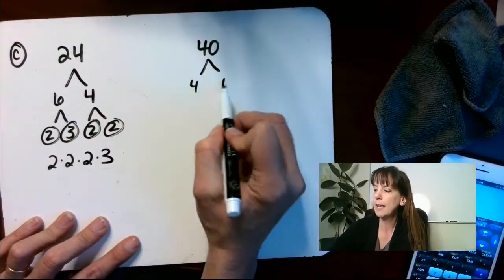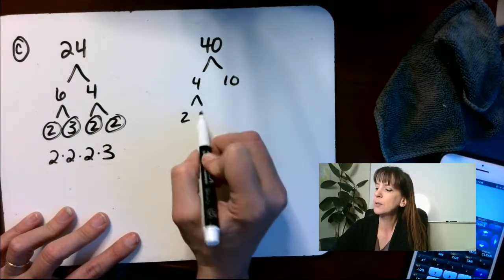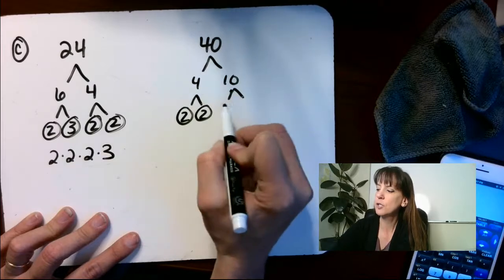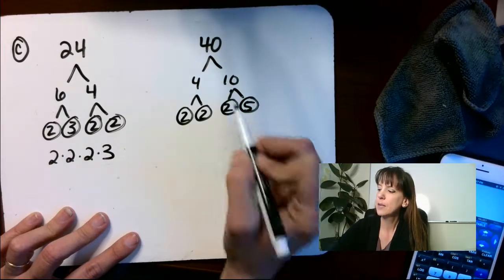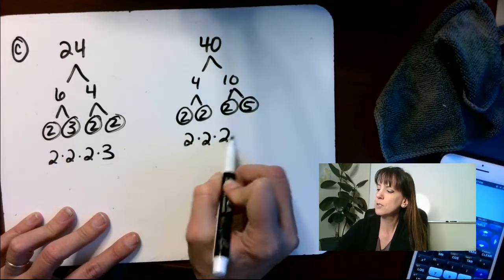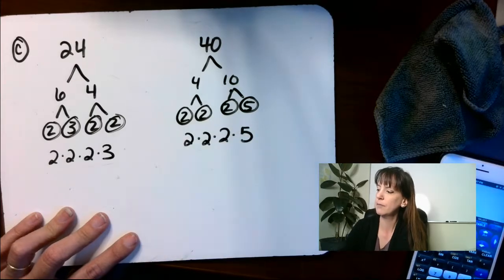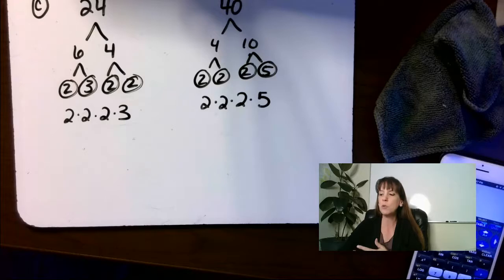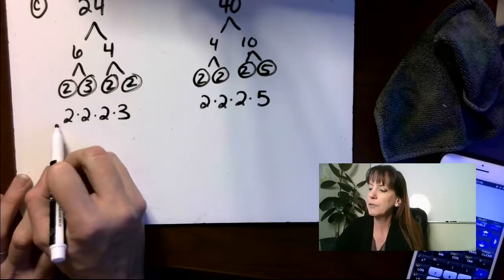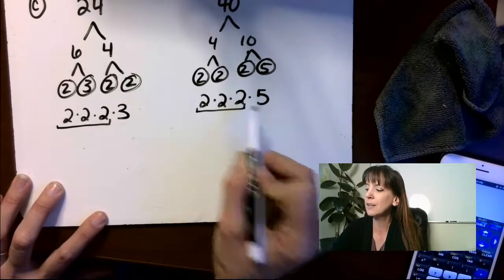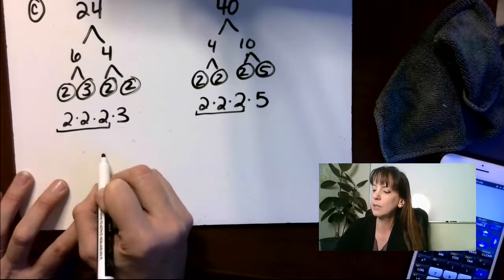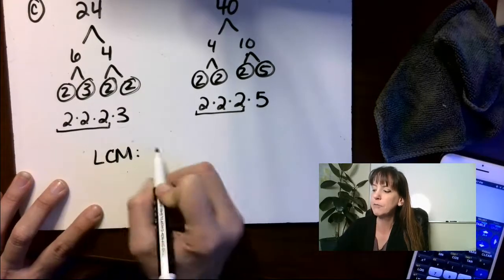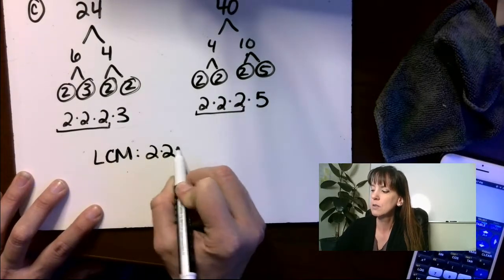40, we have 4 and 10. This is 2 and 2. This is 2 and 5. So this is 2 times 2 times 2 times 5. Make sure I got that right. Okay, so the prime factorization method of finding your least common multiples. Let's start with our 2s. I have 3 2s here and 3 2s here. The most that I have is 3, so our least common multiple is going to have 3 2s.